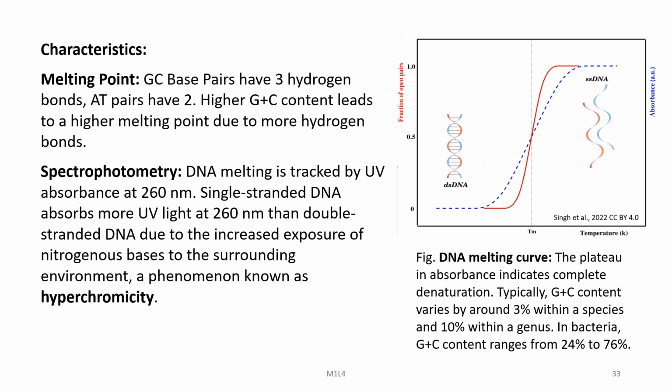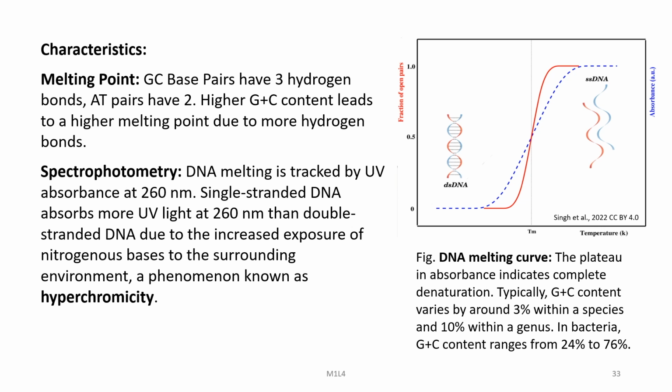Now, what are the various characteristics? Melting point. GC base pairs have 3 hydrogen bonds, as already mentioned, and AT pairs have 2. Higher G plus C content leads to a higher melting point due to more hydrogen bonds. So, this is the DNA melting curve over here. So, you have the double stranded DNA here, and you have the totally opened up DNA strands, the single stranded DNA reading over there, and this is the transition from the double strand to the single strand.